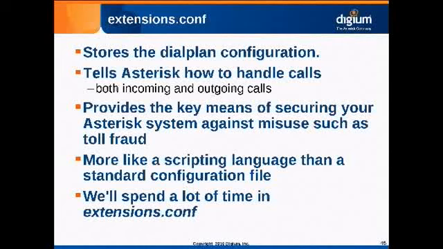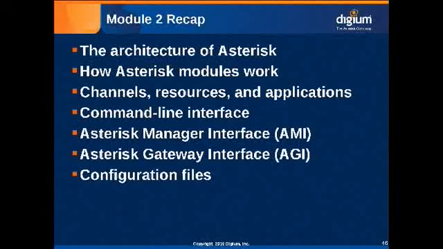Okay. So to recap what we've covered here in Module 2, we talked about the architecture of Asterisk. We've talked about how Asterisk modules work, and that you can plug these different modules together. We talked a little bit about the channel drivers, the resources, the applications. You remember that big picture that I showed. There's a command line interface that we have. There's also programmatic interfaces that we have that other programs can use to communicate with Asterisk. And then I've introduced you to the configuration files. All right. Any questions up to this point?